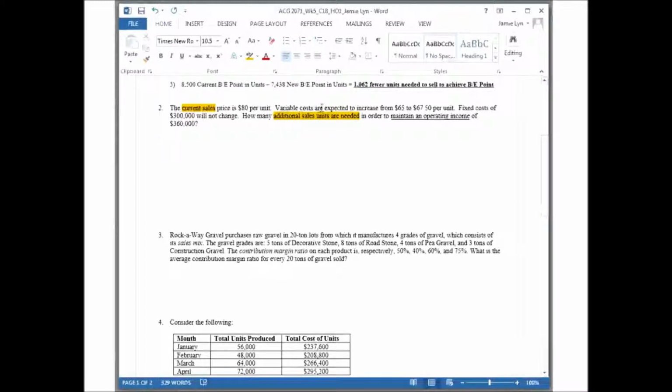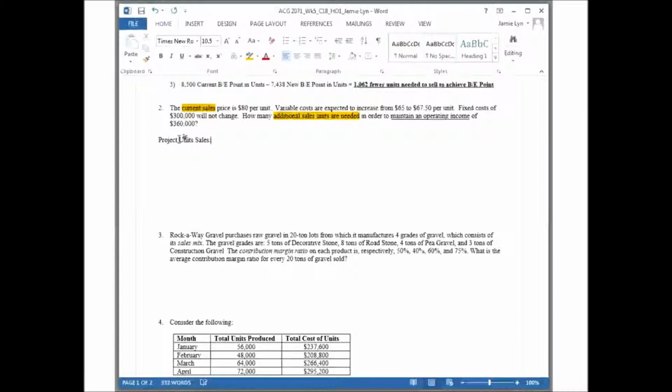And the second statement says variable costs are expected to increase. So we have a current, and then we're going to have a new or a projected. New or projected works either way. In this case, it's considered projected, but you could use new also. Just know that you have a current, and then it's going to change, so it's going to be a new. So in this case, we need to calculate the new or projected unit sales.